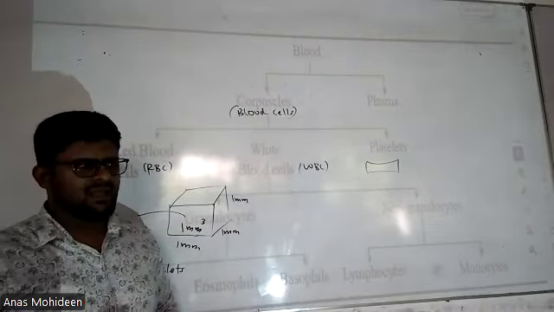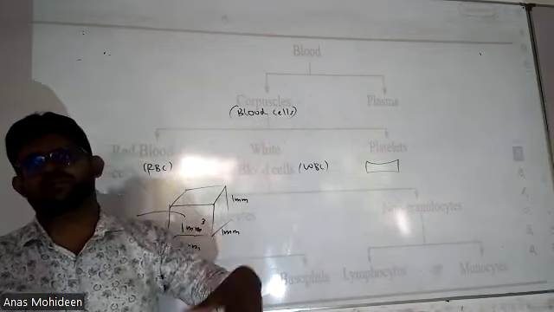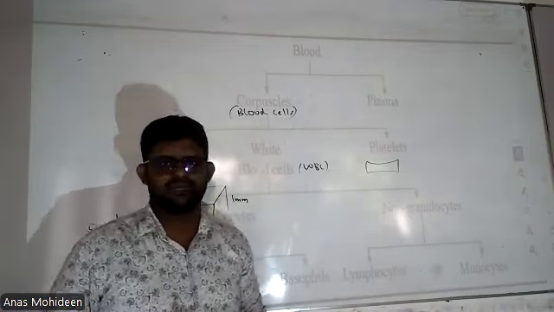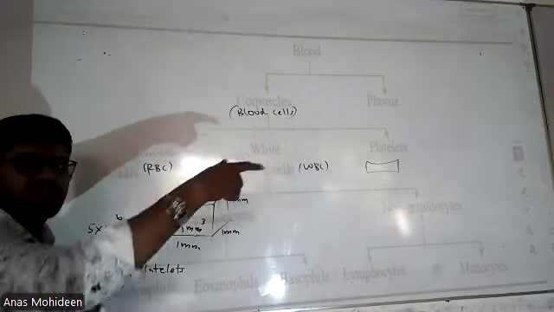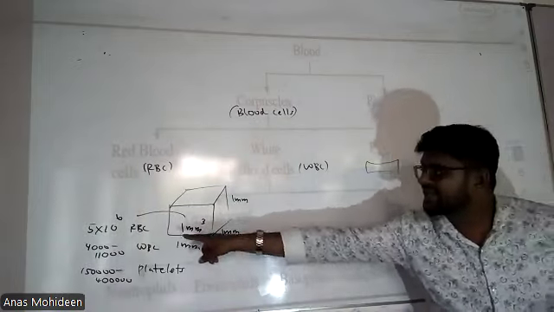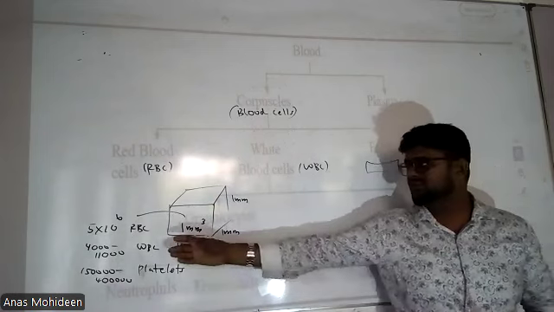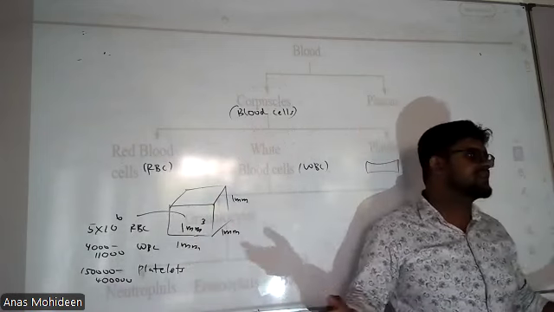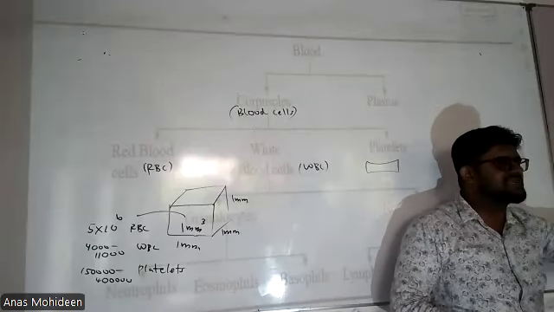Third one. Red blood cells are small in size compared to white blood cells. White blood cells are relatively large. That is why this amount is so. These are smaller, so a lot of particles can be added. Smaller in size, but greater in number. 5 million RBCs are present in 1 cubic millimeter, whereas only 4,000 to 11,000 WBCs are there. So the amount is greater in RBC, less in WBC.